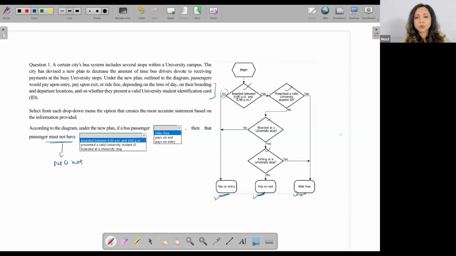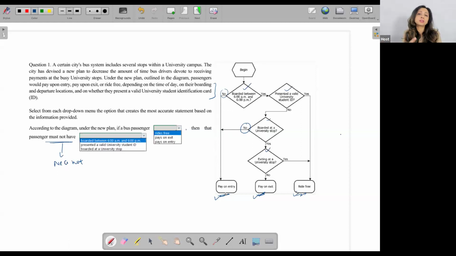Look at what it is. There is a no over here, boarded between this and this. So that means this condition is a negated condition, boarded between 6 a.m. and 7 p.m. So I can say that that passenger must not have boarded between 6 a.m. and 7 p.m. This is one of the options. But then notice another thing, that pay on entry is also achieved by another no over here, boarded at university stop. So if the passenger has not boarded at a university stop, then he could pay on entry. Or if the passenger has not boarded between 6 a.m. and 6 p.m., then he could have paid on entry.